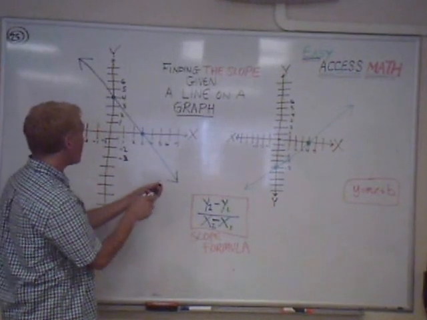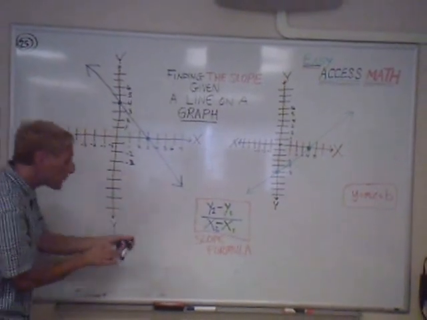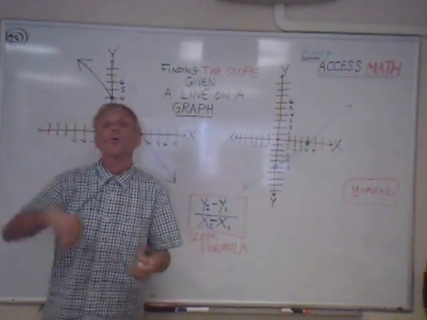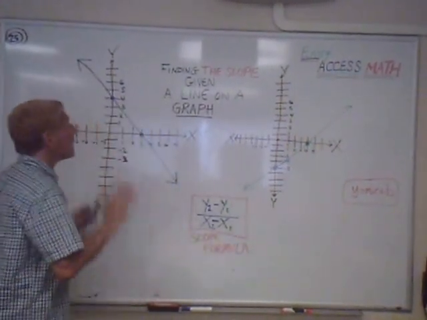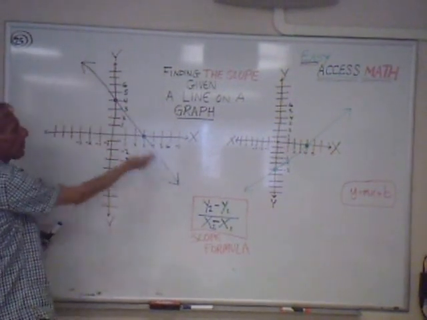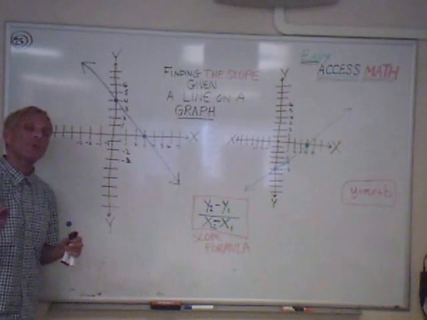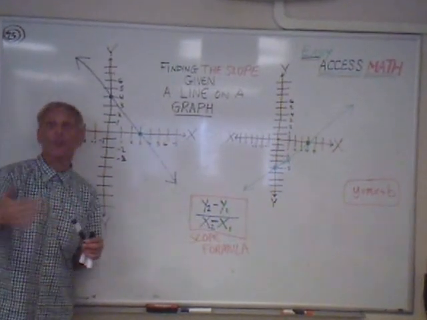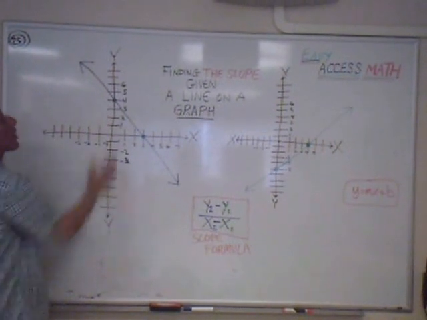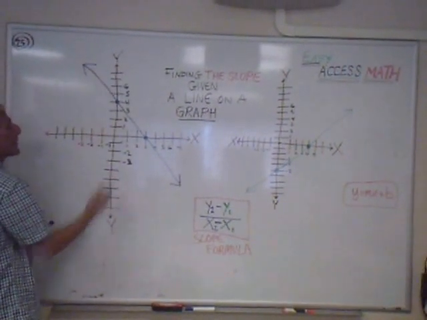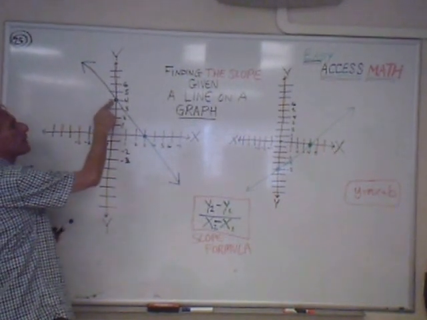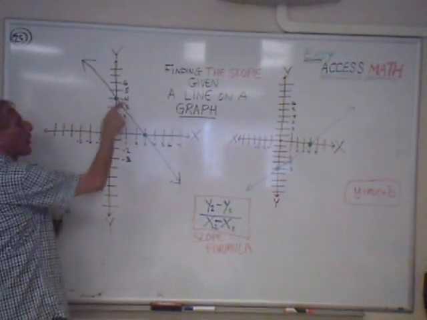Now, what I'm going to do is identify my 2 points, and it doesn't matter which point you call 1 or 2. There's an infinite number of points on that line, but the easiest way to determine a point given the line on the graph is to find a point that lies on one of the axes. So on the y-axis, the line intersects at 4.